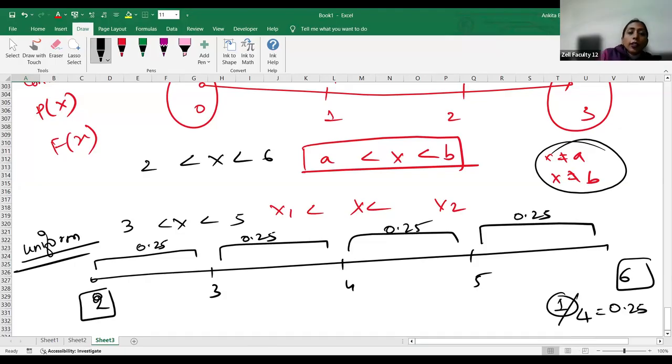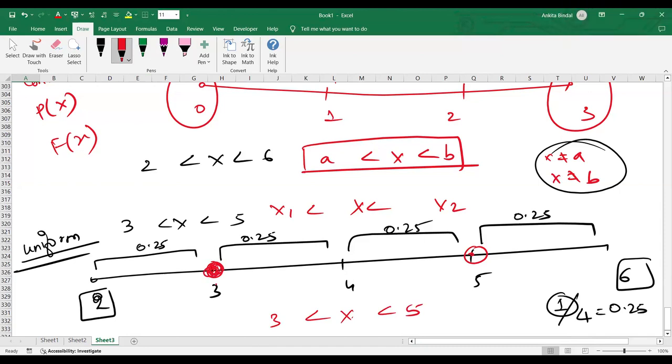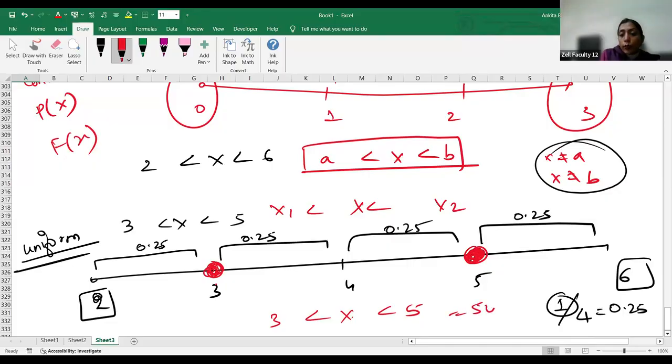Now, can you tell me what is the probability of X to be between 3 and 5? Between 3 and 5. 0.5. That is 50%. So 50% probability of X to be between 3 and 5. Because between 3 to 4, it is 0.25, and between 4 and 5, it's 0.25.